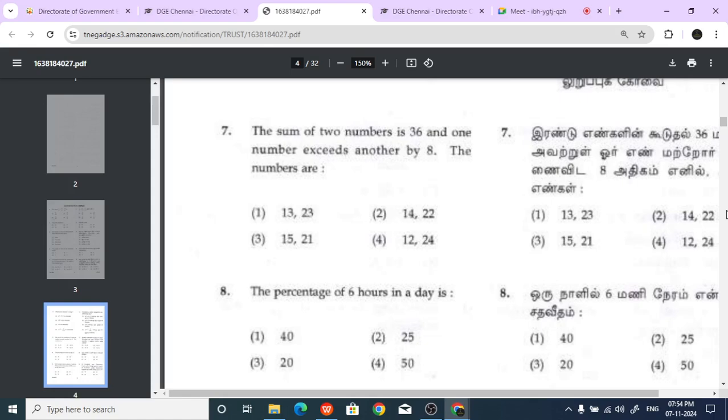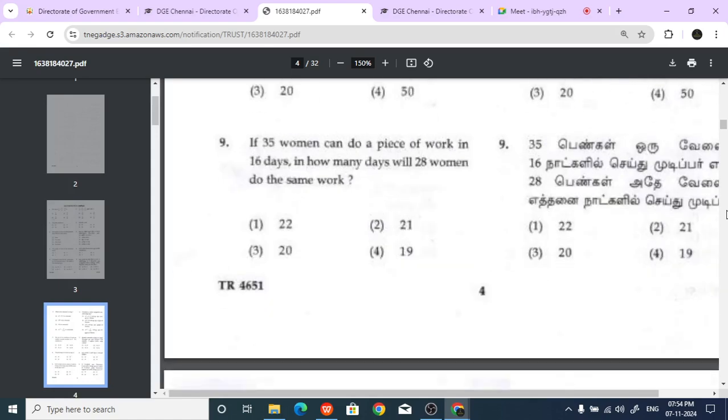How much is coming? Sir, 25%. Yes. So option number 2. Because the percentage is given in the question, in the answer they did not give the percentage. It's 25%.